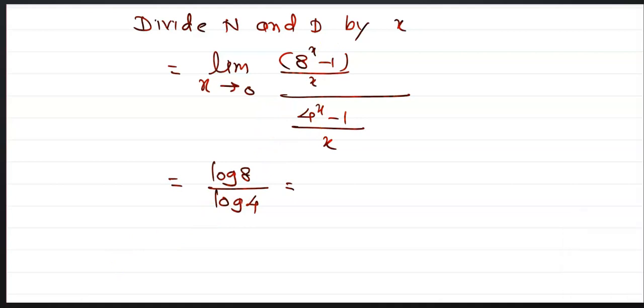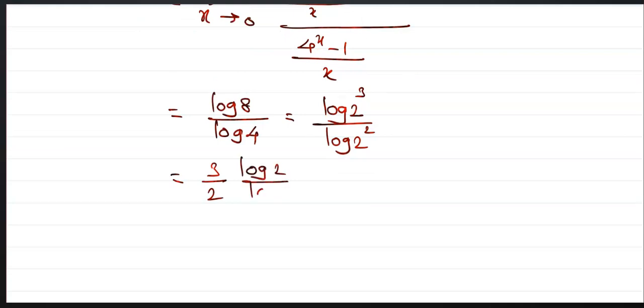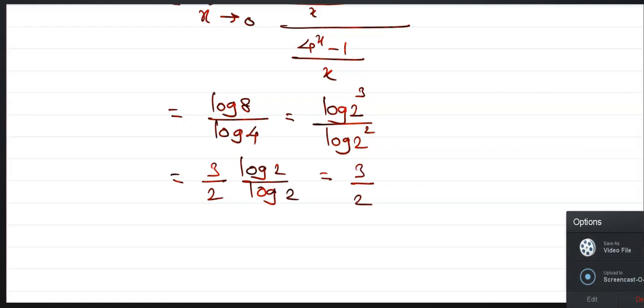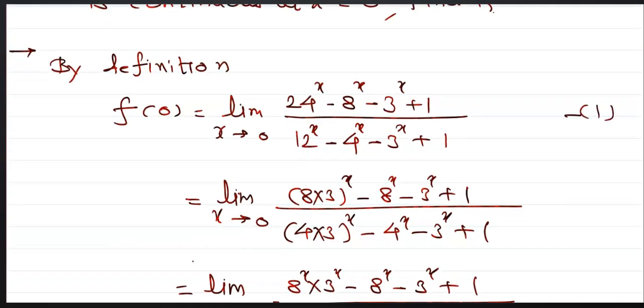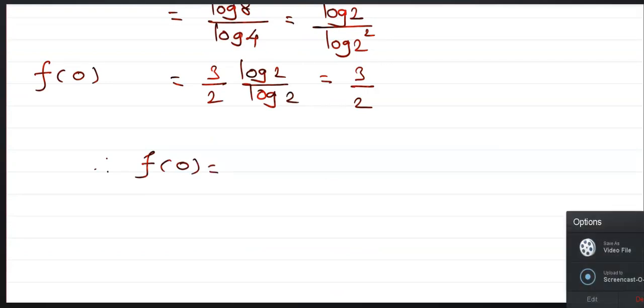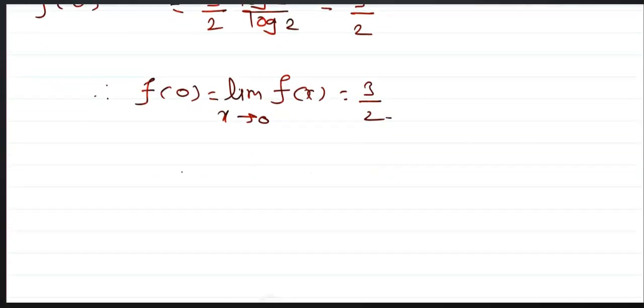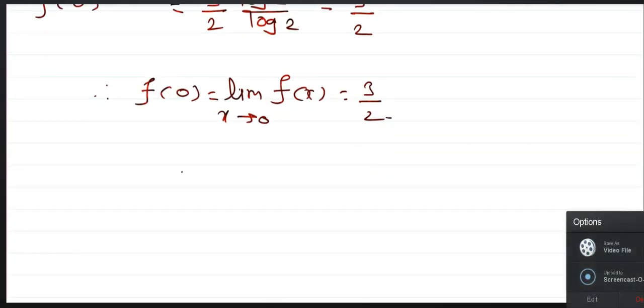Log of 8 means what? 2 raised to 3. And log of 4 means what? 2 raised to 2. That is equal to 3 log of 2 upon 2 log of 2. That is 3 upon 2. Therefore, f of 0 is 3 upon 2. The value of the function is equal to the limit as x tends to 0 of f of x, which is 3 by 2.